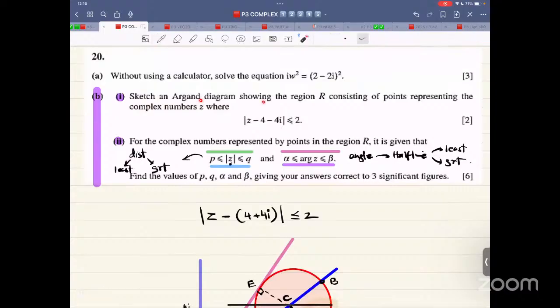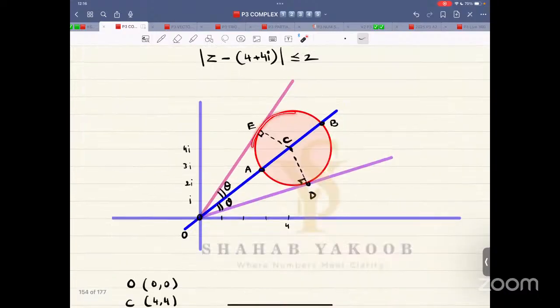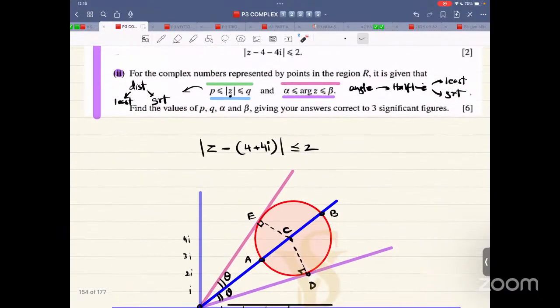Sketch a diagram showing R consisting of the points representing the complex number z. So draw this thing. That is a circle. Center is 4, 4, radius is 2.